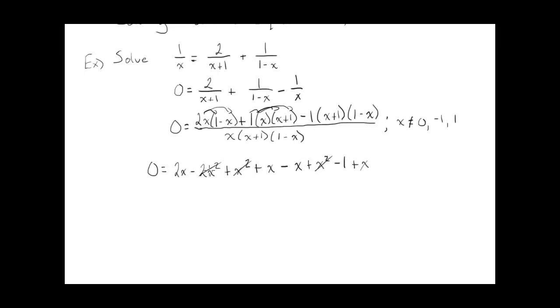So collecting like terms, my x squareds are going to cancel out. I have two positive x squareds and a negative 2x squared, so that cancels out. The x terms, I've got 2x plus x, so 3x, minus x. So I have 3x. And the constant, I had a minus 1. So I could say I have 3x equals 1. So x is equal to 1 over 3. And that would be the solution to your rational equation.